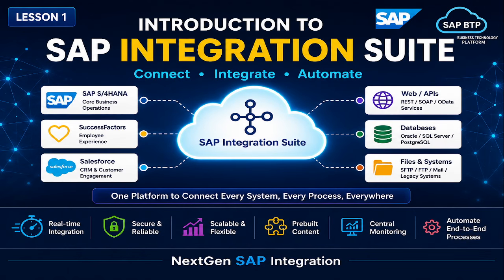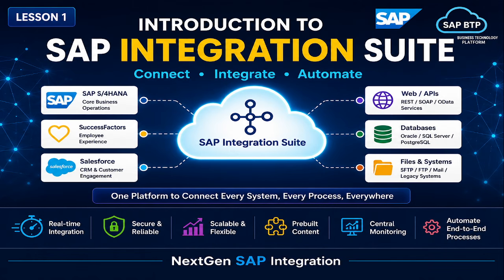Think about any large organization today. A company doesn't use just one application. Instead, it uses many systems for different business functions. For example, SAP S/4HANA manages finance, sales, and procurement. An e-commerce website receives customer orders, and a payment gateway receives online payments. A warehouse system manages inventory. Salesforce manages customer engagement. SuccessFactors handles employee information. So each application performs its own job very well. But the question is, how do all these systems communicate with each other?